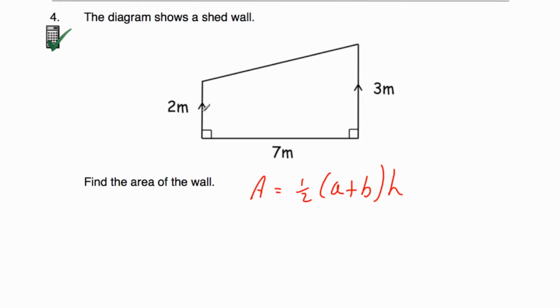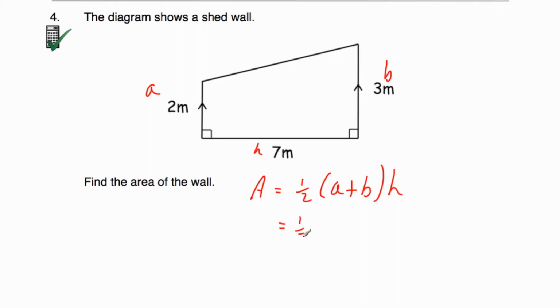So if we have a look at our diagram, we've got these little arrows, and they're telling us that this side is parallel to this side. So our A would be 2 and our B would be 3 meters. And our h, the distance between the two parallel sides, would be 7 meters. And then we can just substitute those into our formula.